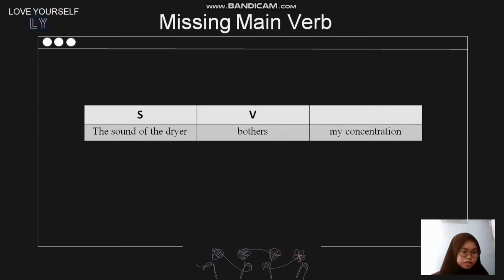Avoid using an ing form, an infinitive, an auxiliary verb, or another part of speech instead of a main verb. Like, the sound of the dryer bothering my concentration. This is an incorrect sentence. So, the correct thing is not to use ing, an infinitive, or an auxiliary verb. Namely, the sound of the dryer bothers my concentration.